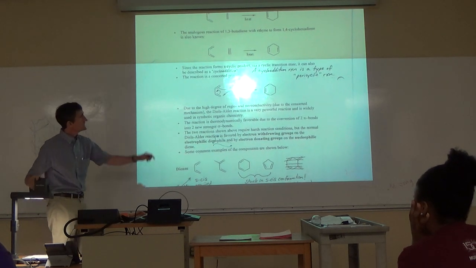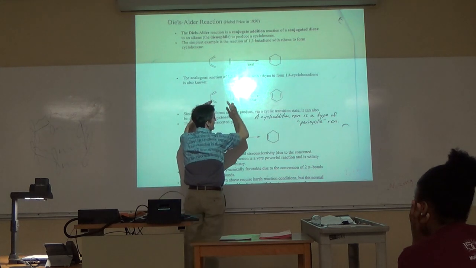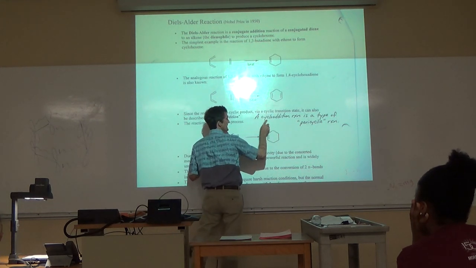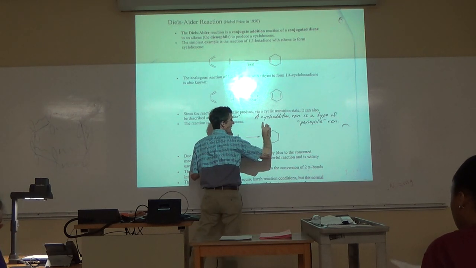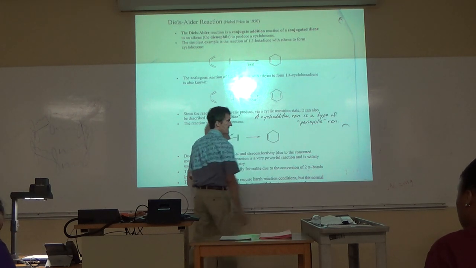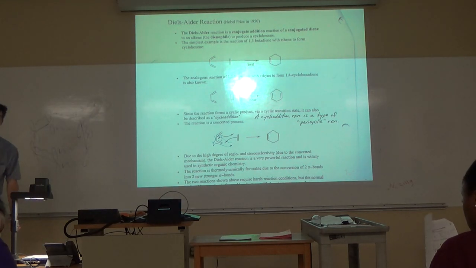This is called a cycloaddition because these two are adding together, which are also making a ring, a cyclic. So it's called a cycloaddition. A broader term is a pericyclic reaction. A pericyclic reaction is any reaction that has a cyclic transition state. Here's your cyclic transition state.